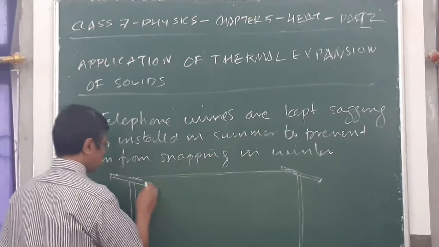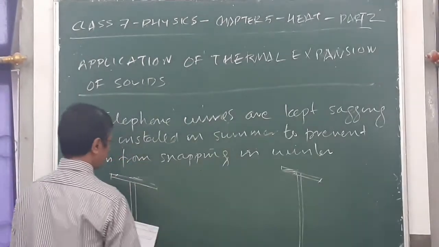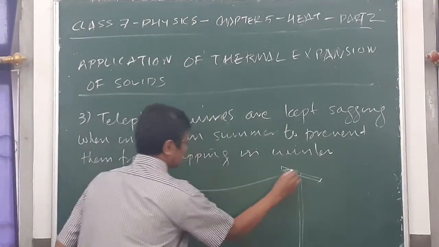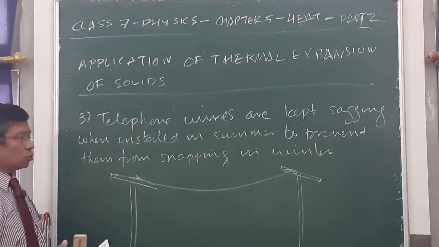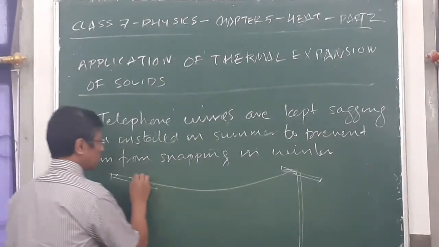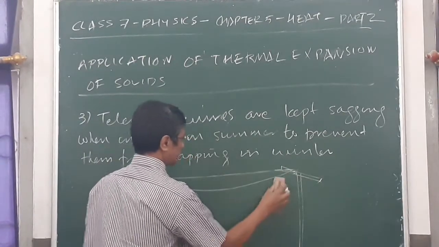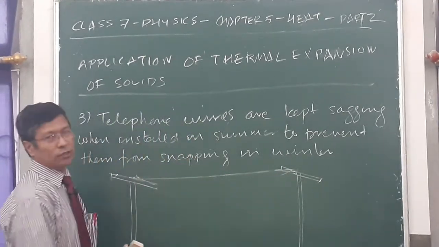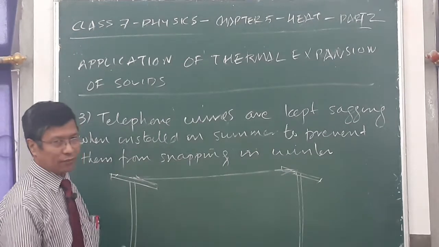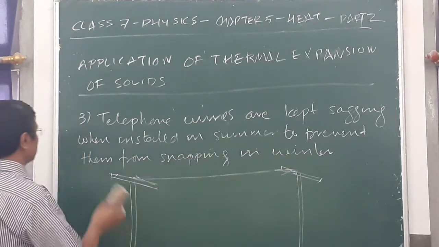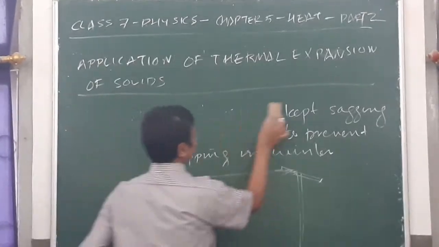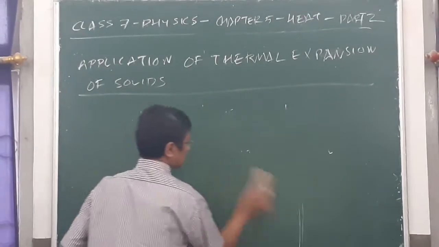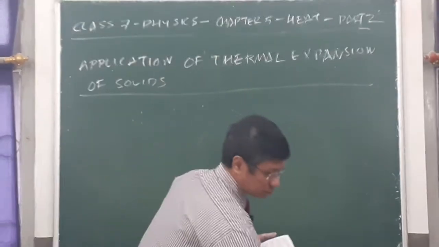So, whenever you are installing during the summer season, you always install in such a way that it sags across the poles, so that during the winter season, when it cools down and contracts, the same wire becomes tight across the poles, okay, and there is no tension between the wires because you have given it some slack during the summer. So, this is an example of application of expansion of solids when installing telephone pole wires.